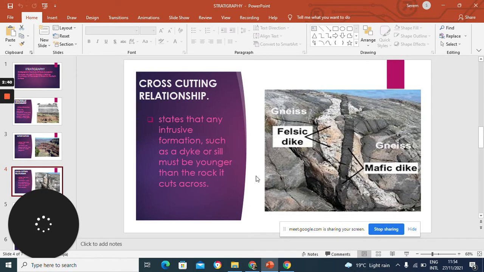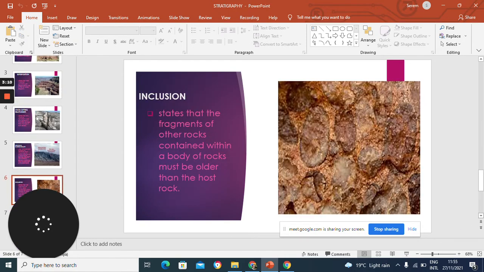On the picture on the right side, we are looking at the gneiss rock, and then we have an intrusion from the felsic dike and the mafic dike. From the principle of cross-cutting relationship, the felsic dike is younger than the gneiss. So if we are to look at the chronology, or date the rocks, we are going to say that the gneiss rock is older than the felsic dike.